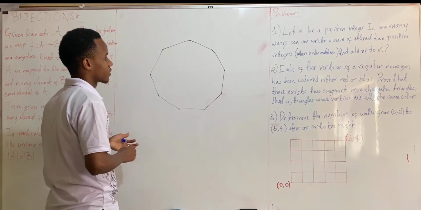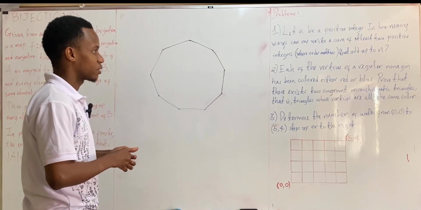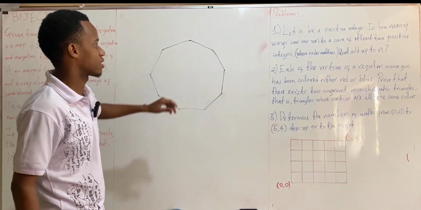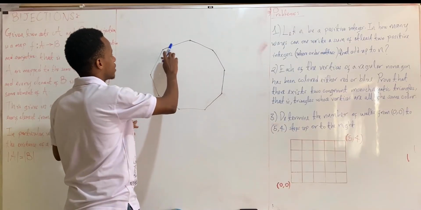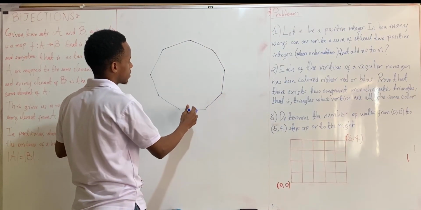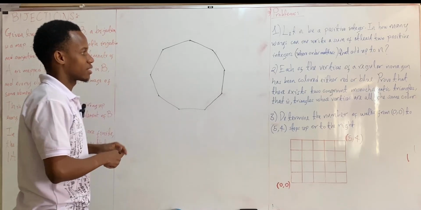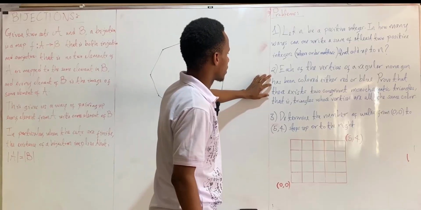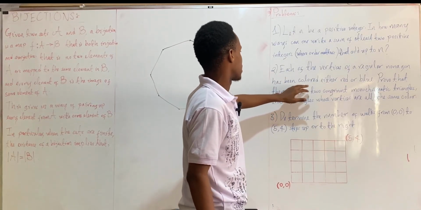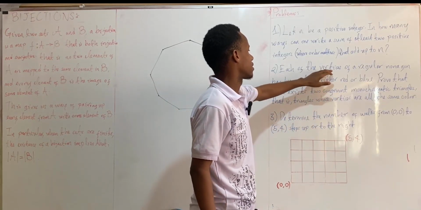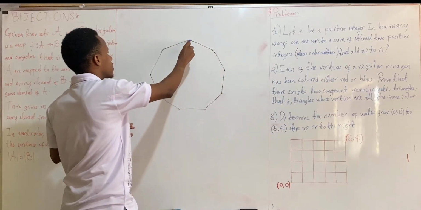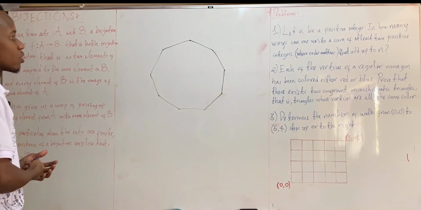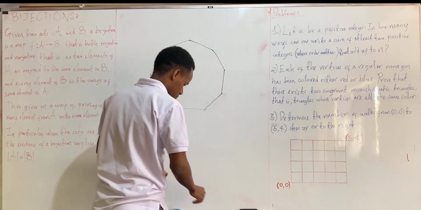A regular nonagon is a regular polygon with 9 sides. So here's an example of it. Here it has 1, 2, 3, 4, 5, 6, 7, 8, 9 sides of equal length. So this is a regular nonagon, and we have been told that its vertices, these corner points, have been colored in one of two colors, either red or blue.